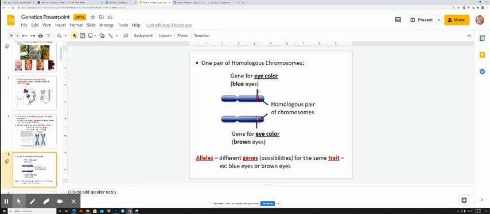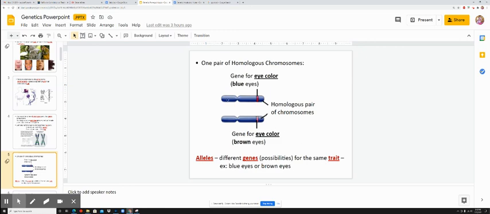Here we have a pair of homologous chromosomes. One chromosome we got from the mom, one from the dad. They're homologous. Homo means same because they're the same length and they contain genes for the same traits. But the genes that the chromosome contains could be different, and these different versions are referred to as alleles. I'm going to say that again, alleles. Alleles, different genes, possibilities for the same trait.